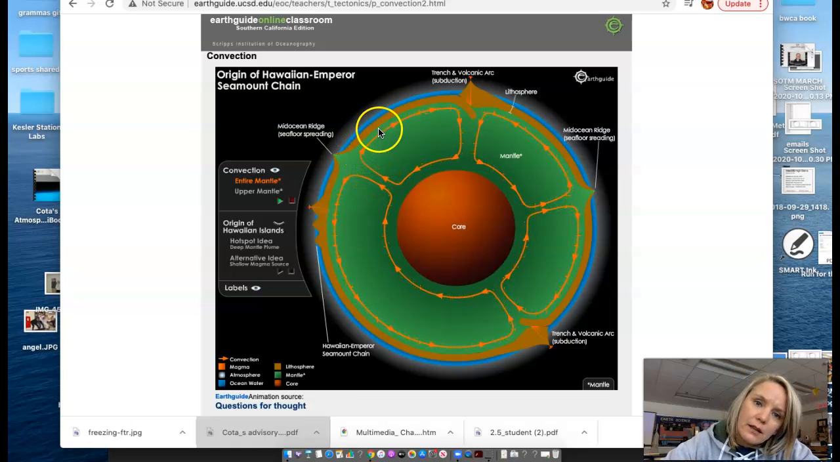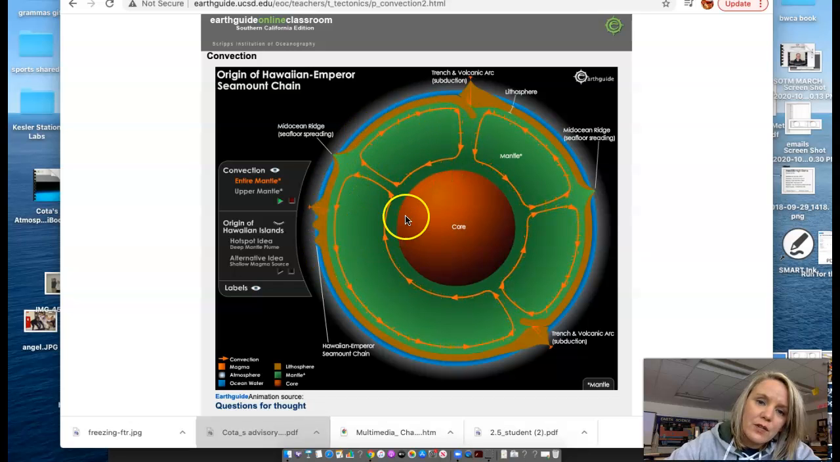Right here, we have a convection current happening in the mantle. Okay, and what I mean by that is hot mantle is rising, it's moving laterally, cooling, and sinking. Moving laterally, heating up, rising, moving laterally, cooling, sinking. And that continually happens, and it's happening over here too.